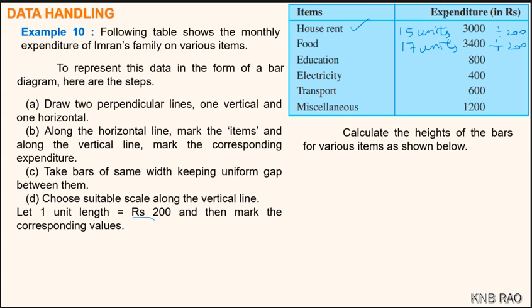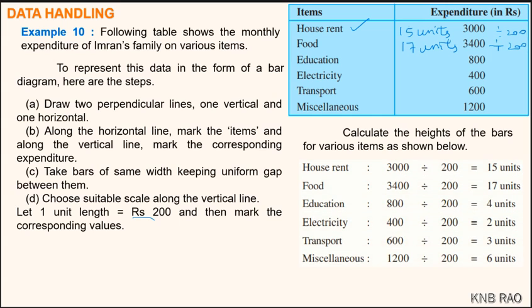Similarly, I will find the heights for the rest of the items. For education, 800 divided by 200 gives 4 units height, and for electricity, where 400 rupees is the expenditure, gives 2 units height. The transport bar is of 3 units height, and miscellaneous expenditure must be of height 6 units.